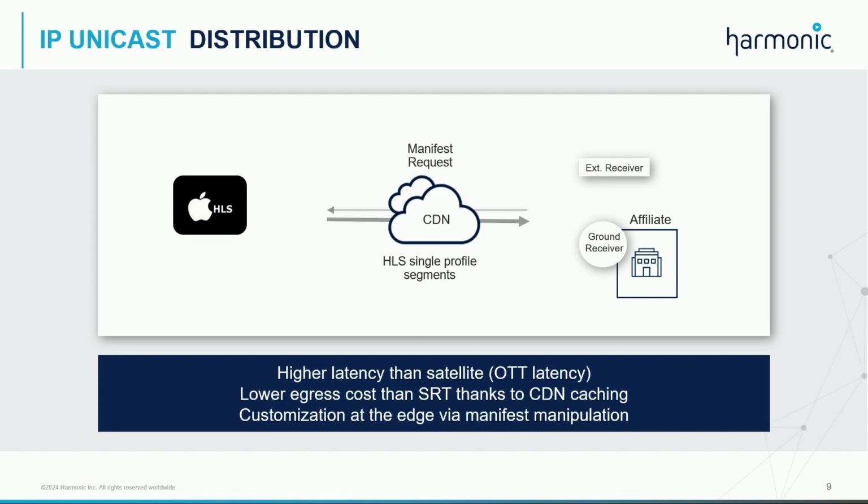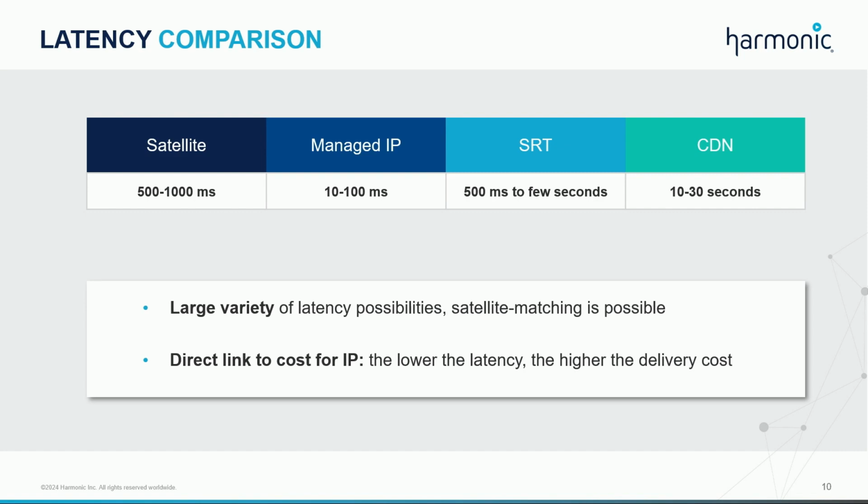So you can see there is a large order of magnitude of difference compared to a classical satellite feed. As a summary, if we compare to satellite, 500 to 1 second latency, managed IP is faster than that, much faster than that. SRT is ballpark in the same range. And on the CDN side, 10 to 30 seconds of latency.